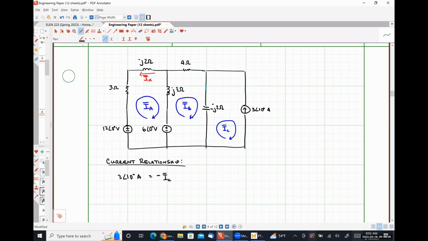Now we can start writing our Kirchhoff's voltage law equations for our 2 loops. Yes, ma'am. Where's the what? There isn't a ground because we aren't doing nodal analysis. So we can choose any node to be ground. It's not going to show up anywhere.